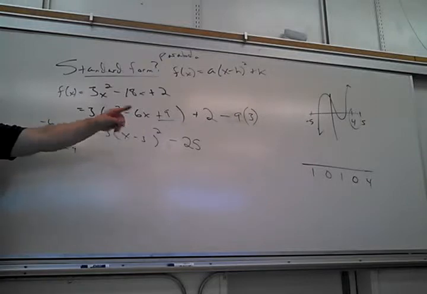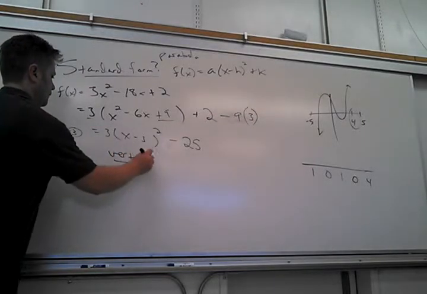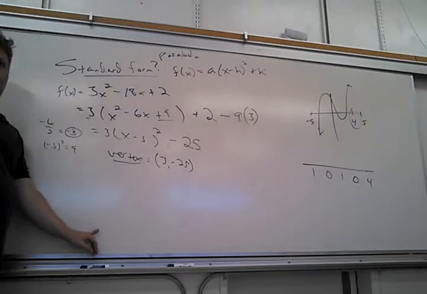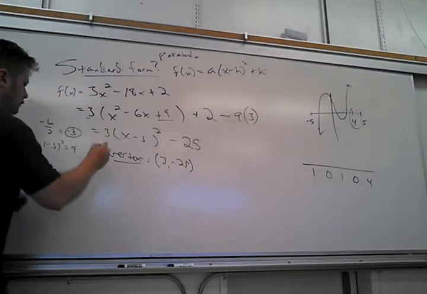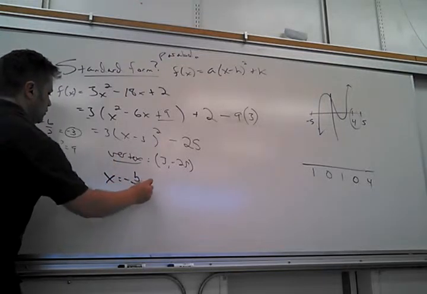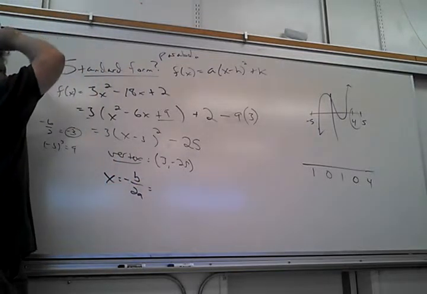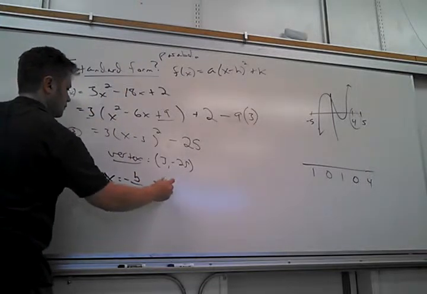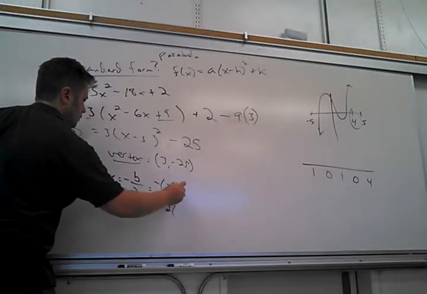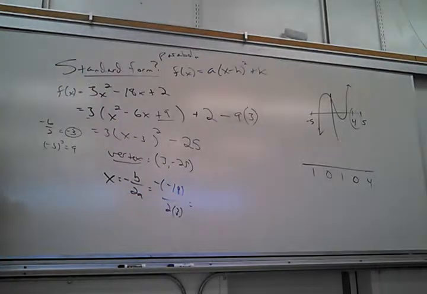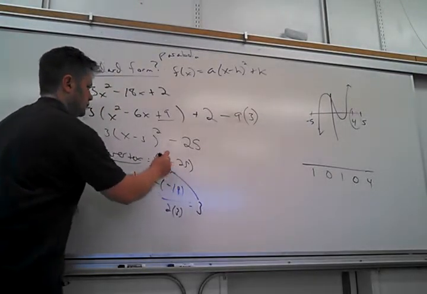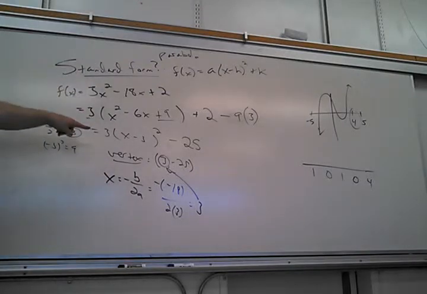So the vertex there would be what? 3, negative 25. And what's the shortcut to get the vertex? Negative b over 2a. So if I do negative b over 2a, what's b? Negative 18. And what's a? 9 or 6. 3. You get 6. Yeah. So 18 divided by 6 is 3. Thank God, that matches. And then if I plug 3 back in, I'm going to get negative 25. That's how I can verify.